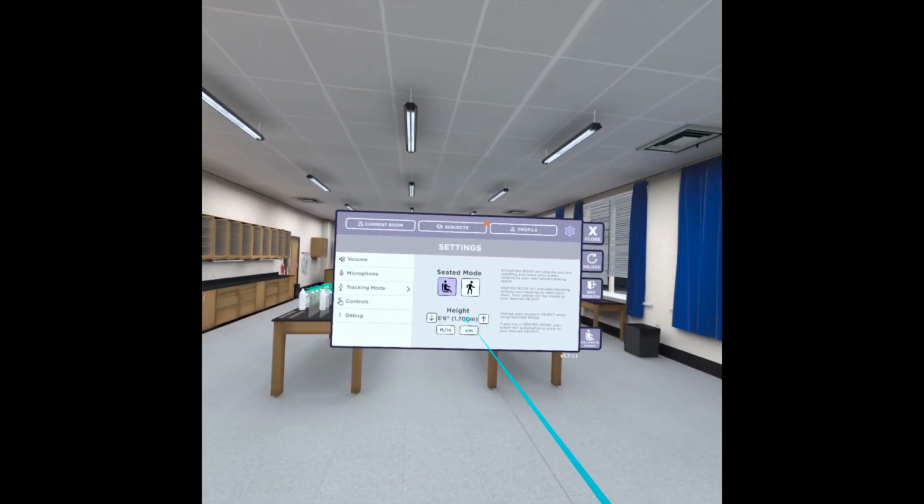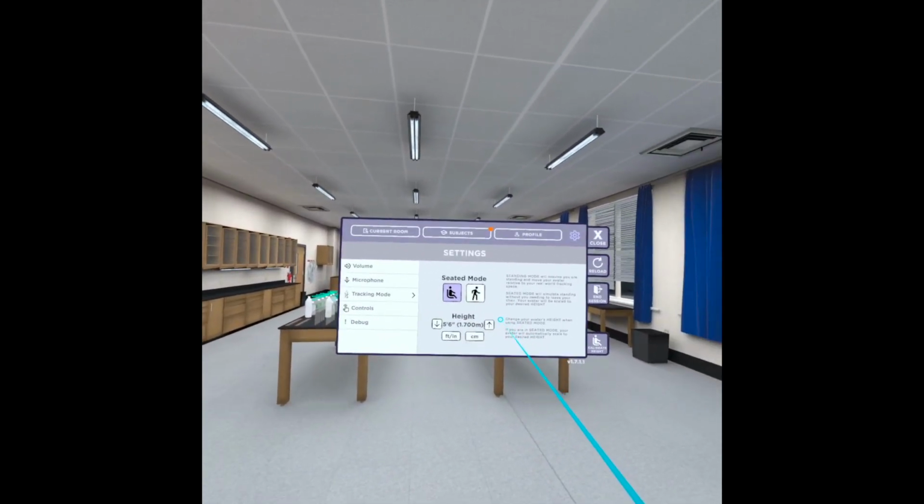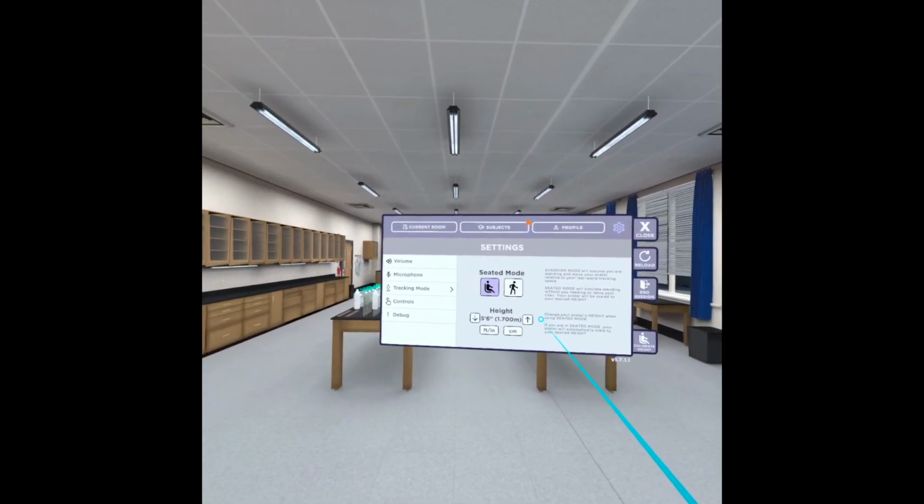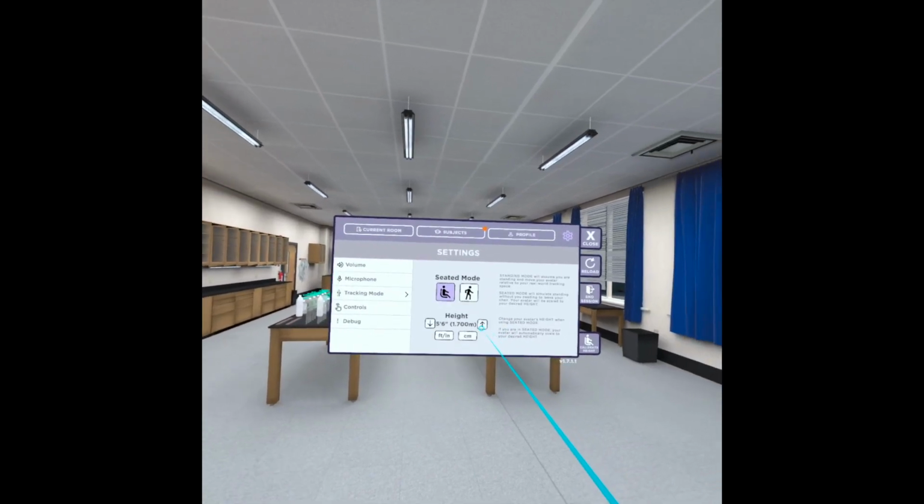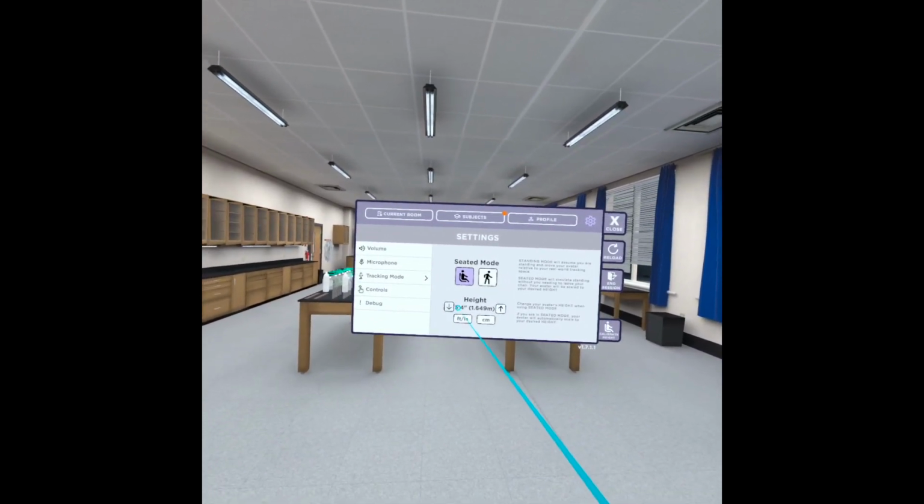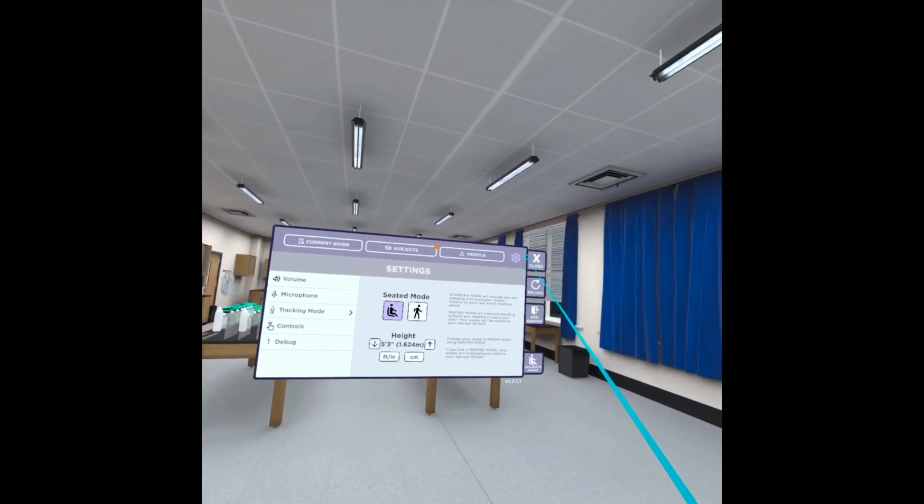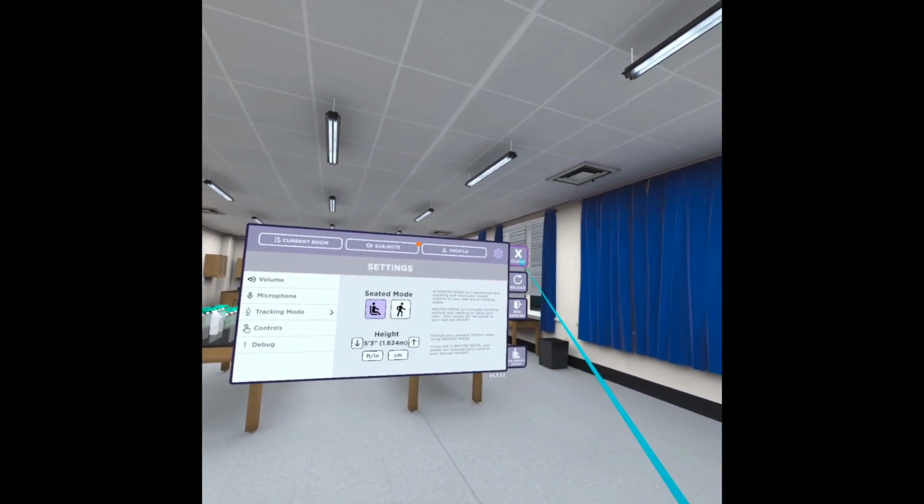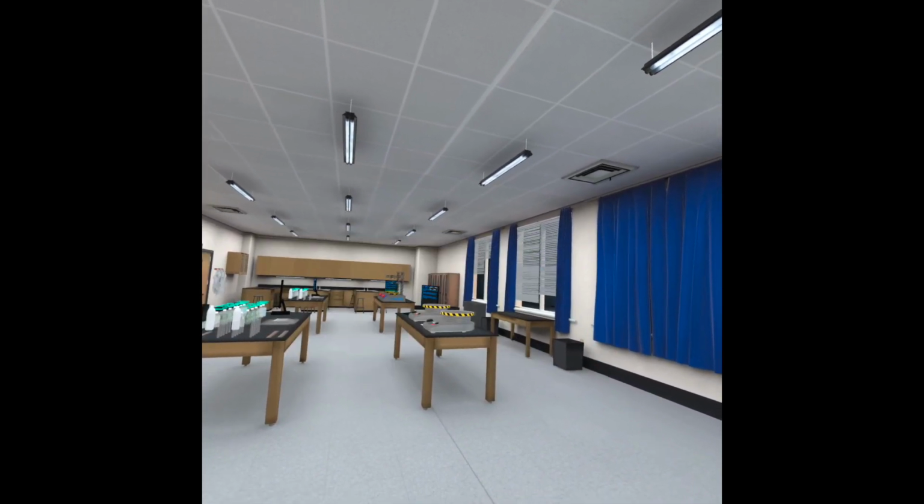And why this is of importance is because you are operating at a virtual laboratory table. So if you are particularly tall, you may find it challenging to reach down and grab the bottles or pipettes, or vice versa. If you are a little short in the room, then you might want to adjust your height so that you can reach to the top of the table. So that is something that you want to adjust as soon as you get into the lab.